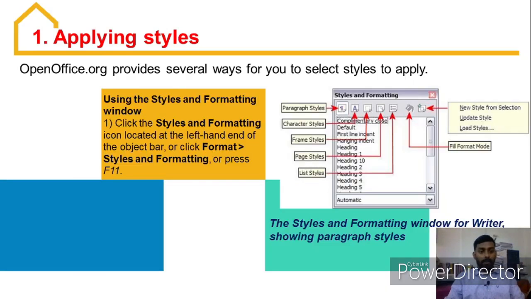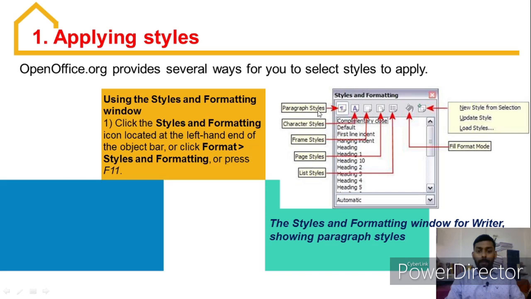Moving on, applying styles. That's the first topic. OpenOffice.org provides several ways for you to select styles to apply. Meaning we are going to apply styles. The first method is using the Styles and Formatting window. Here is the window. Click the Styles and Formatting icon located at the left-hand side end of the object bar, or click Format, Styles and Formatting, or F11. That's a shortcut.